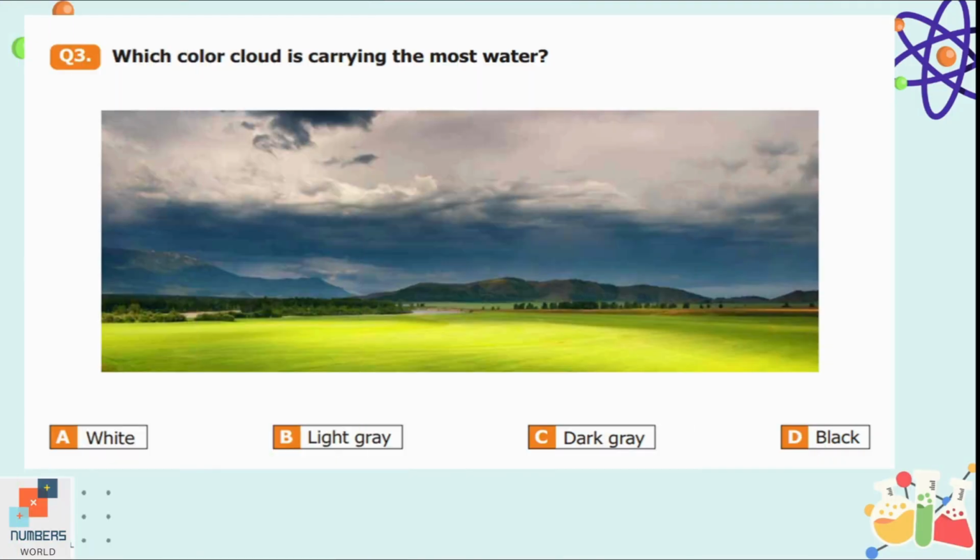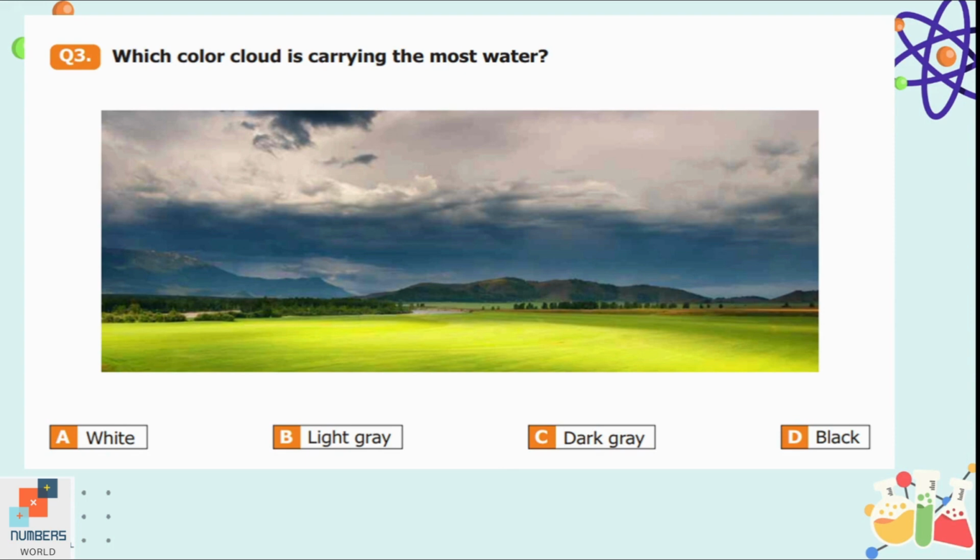Question number 3. Which color cloud is carrying the most water? Option A is white, B is light gray, C is dark gray, and last option is black. So when it's about to rain, clouds darken because the water vapor is clumping together into raindrops and leaving larger spaces between drops of water.